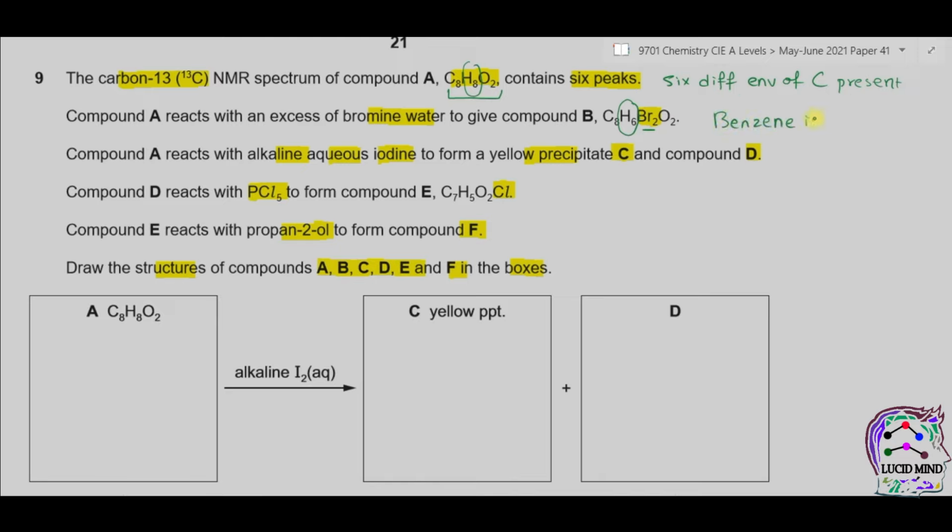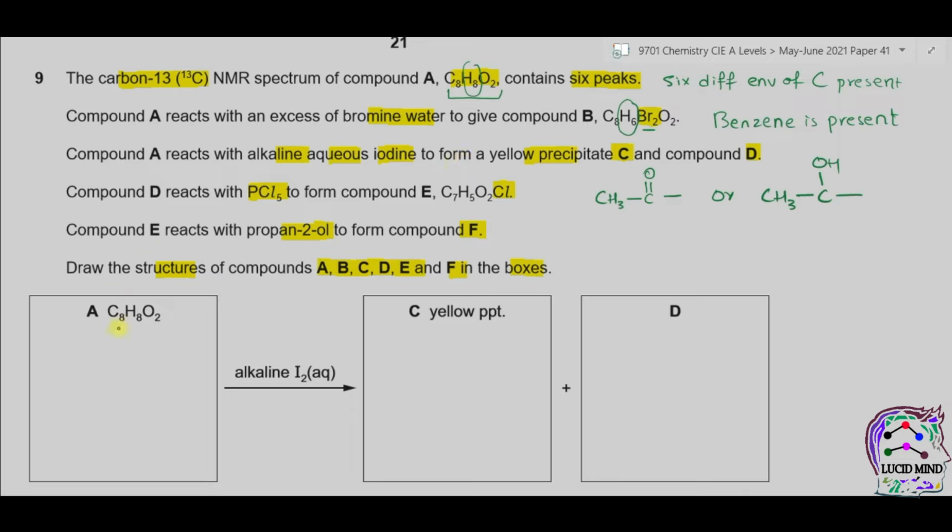So we can say benzene is present. Then compound A reacts with alkaline aqueous iodine to form yellow precipitate. It means that either this is present, because when a methyl group is directly attached to carbonyl carbon, it gives a positive result with alkaline aqueous iodine. Or we can also have a secondary alcohol group, CH3CHOH. It could also be present because it gives positive results with alkaline aqueous iodine.